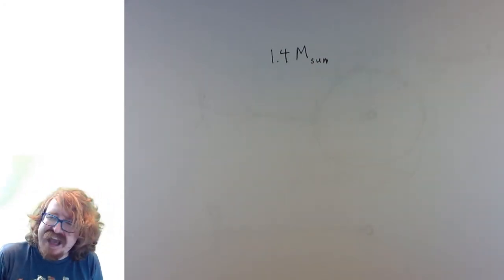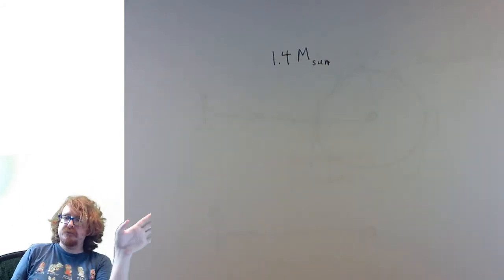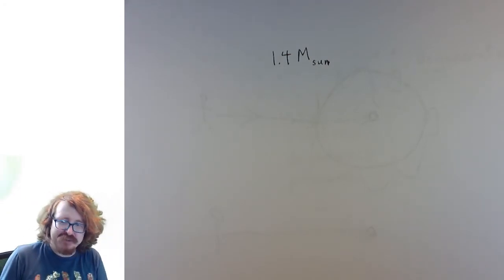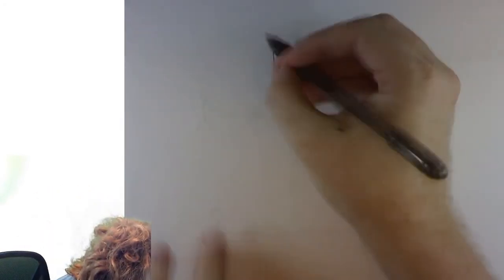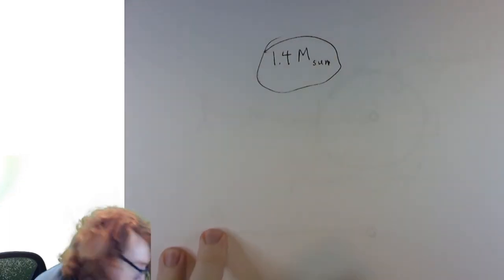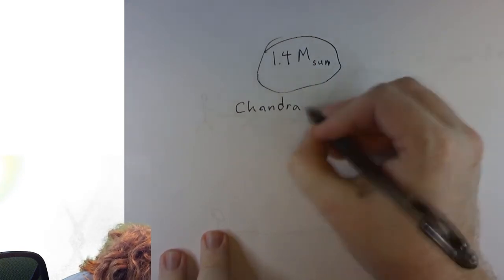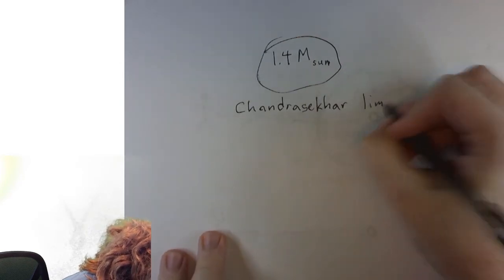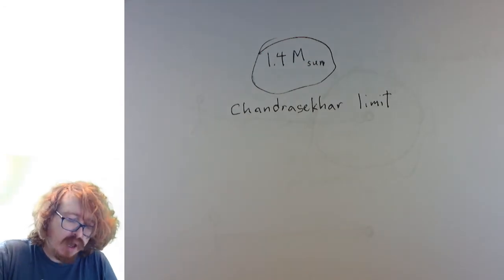And we know that amount so exactly that it has a name. This right here is called the Chandrasekhar limit. It's called the Chandrasekhar limit. And I will write that down because it's named after a guy with a name that's pretty long, okay? So this limit, the maximum mass that white dwarfs can have, is called the Chandrasekhar limit. It's the limit on the mass of a white dwarf.